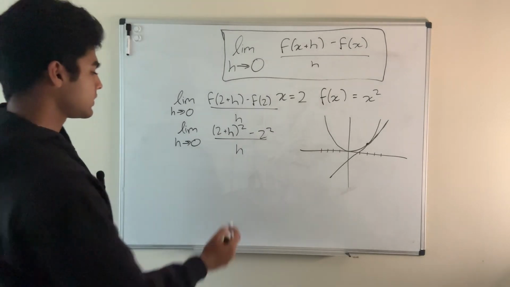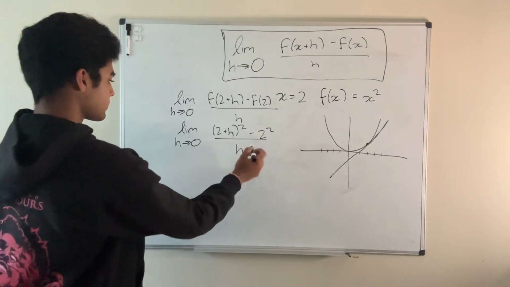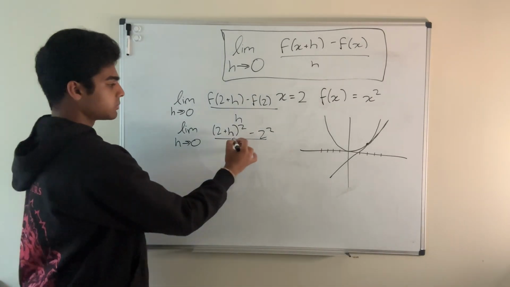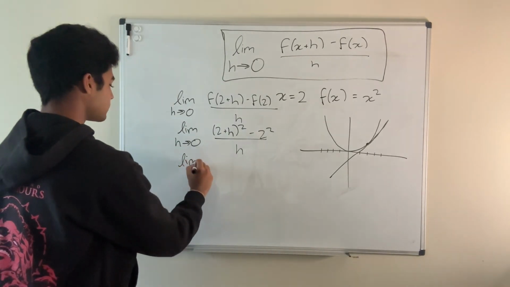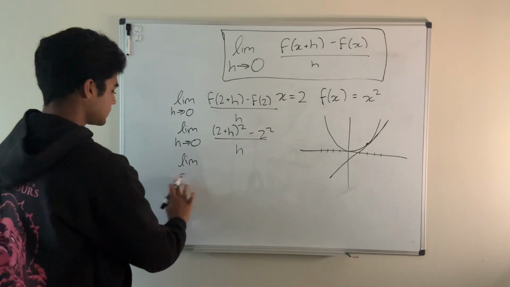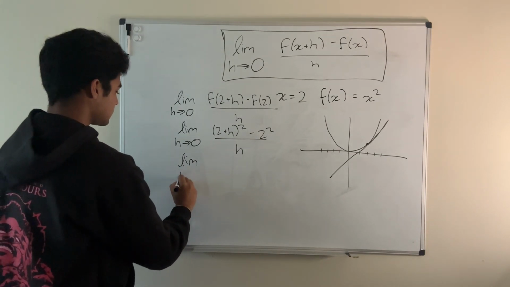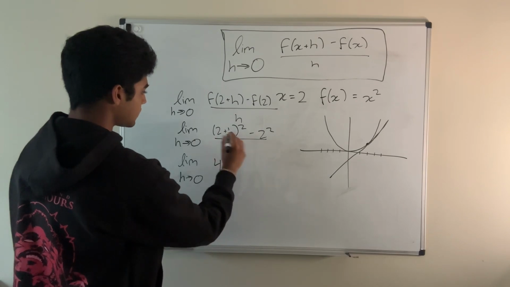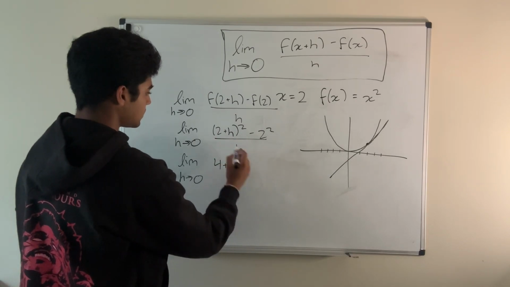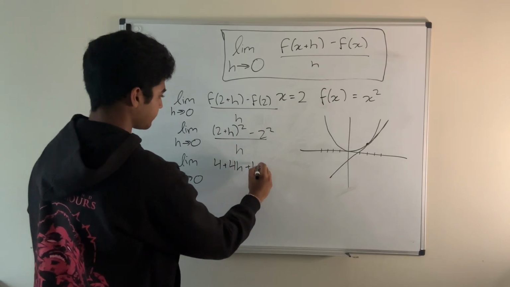Okay? Now we can simplify this. So we can expand this (2 plus h) squared, if we just FOIL, we'll get 2 squared plus 4h plus h squared.